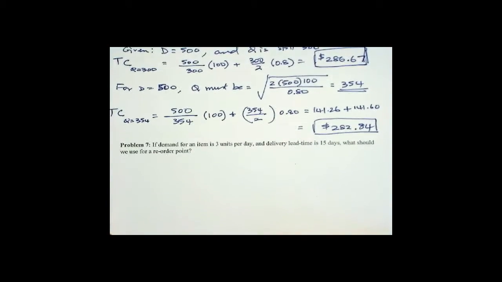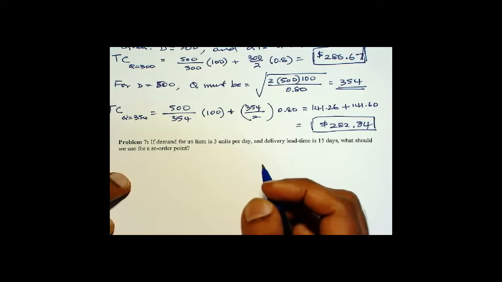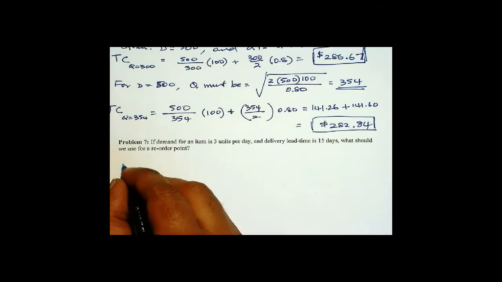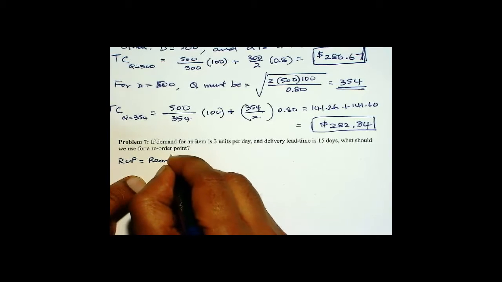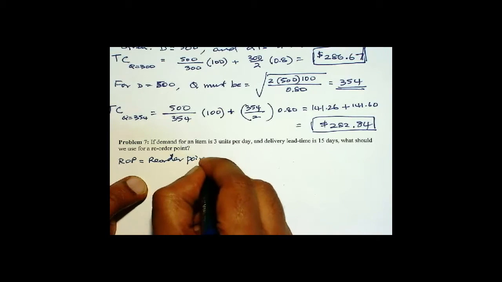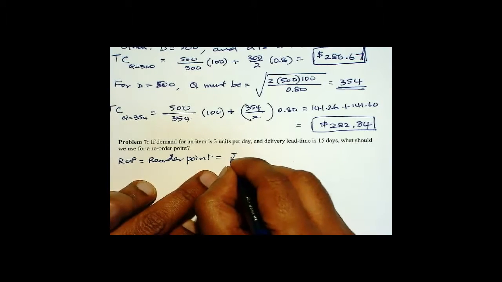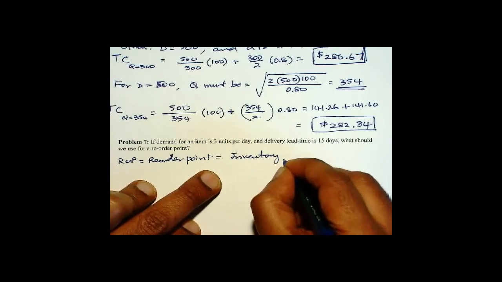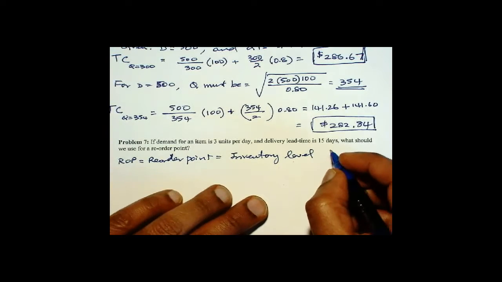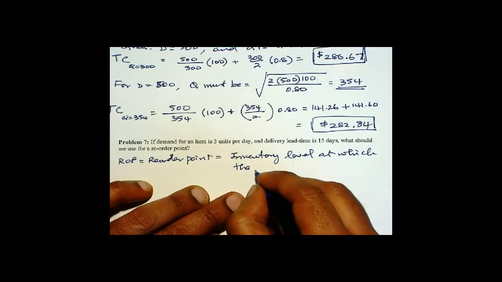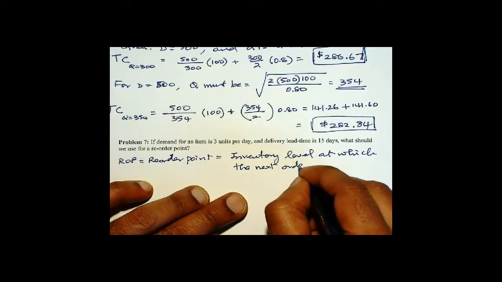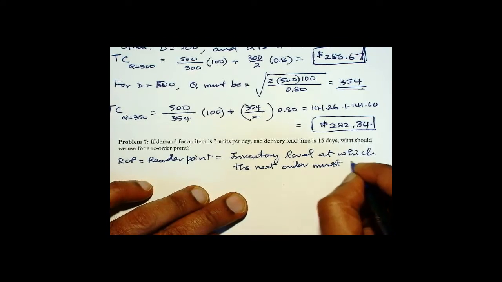Okay, now let's look at the reorder point, based on constant demand and constant lead time. So ROP, it's called reorder point, and this is also a quantity. So reorder point is the inventory level at which the next order must be placed.